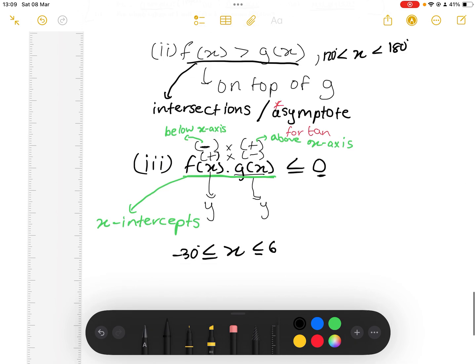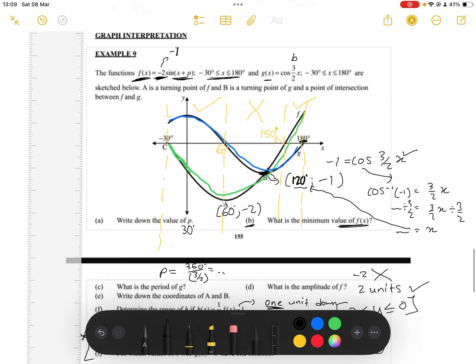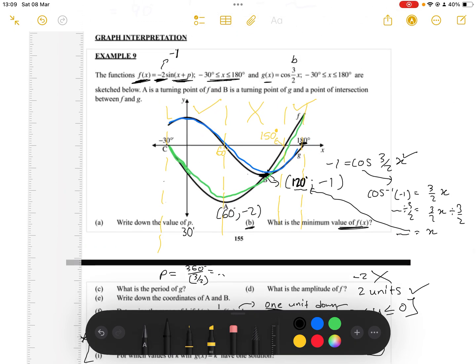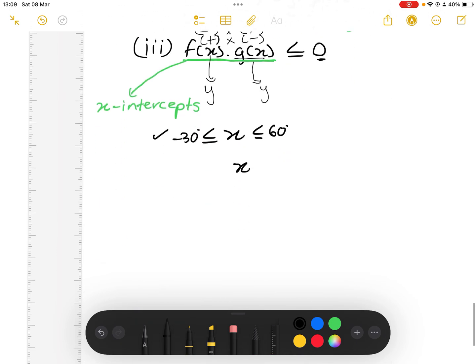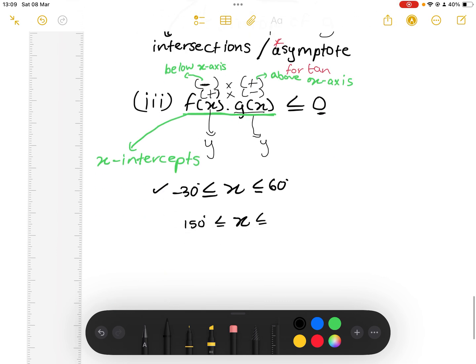So this is going to be your first answer, and then your second answer is going to be the one that is between 150 and 180. So your x is greater than or equal to 150, or less than... did they put the equal sign? That is why I'm putting the equal sign, because they did put the equal sign. So 150 and then less than 180. These are your answers that are going to be correct.